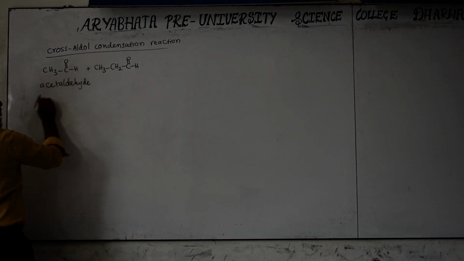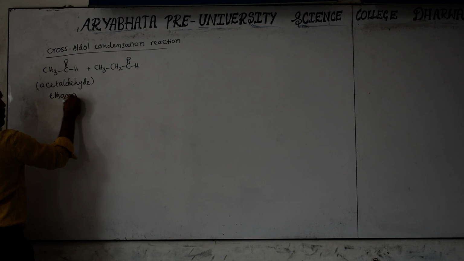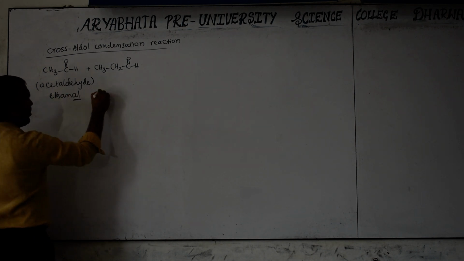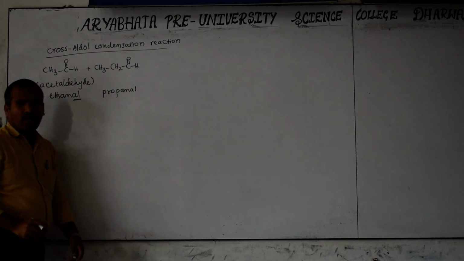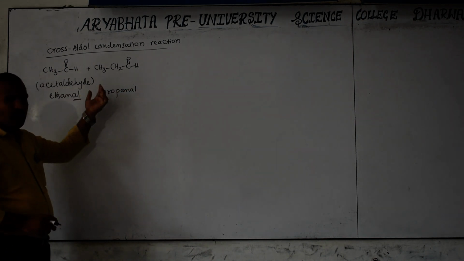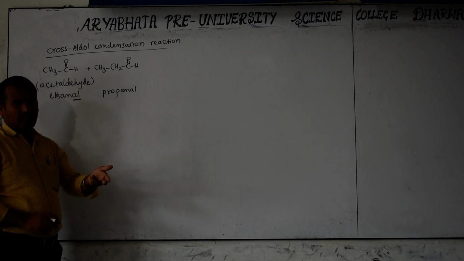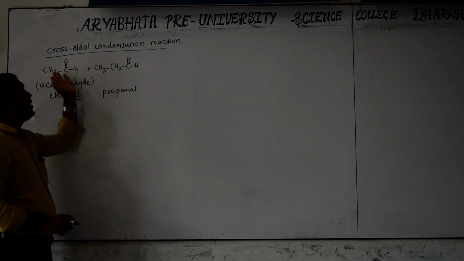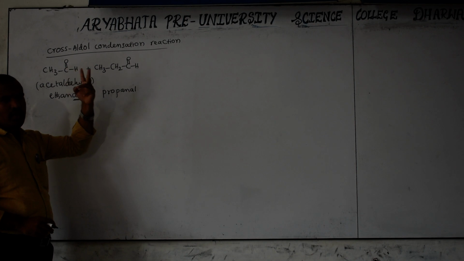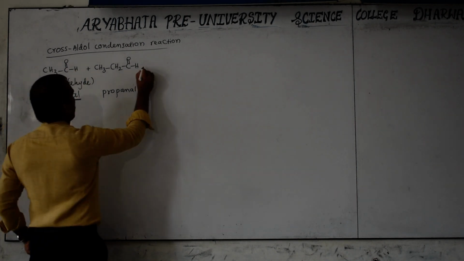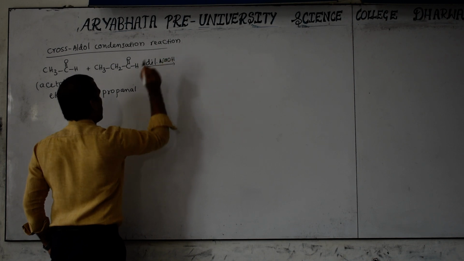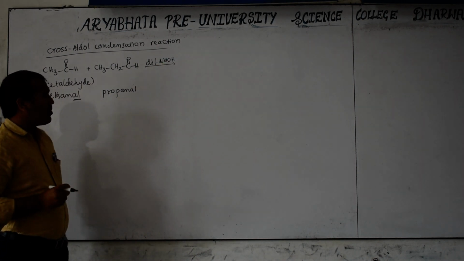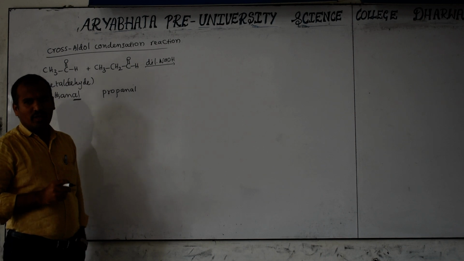That is the common name; the IUPAC names are ethanal and propanal. Now we are taking two different aldehydes. Before, we took the same aldehyde 2 times. Now with different aldehydes, that is what is called the cross aldol condensation reaction. Now in the presence of dilute NaOH, what product formation is possible, that we have to observe.